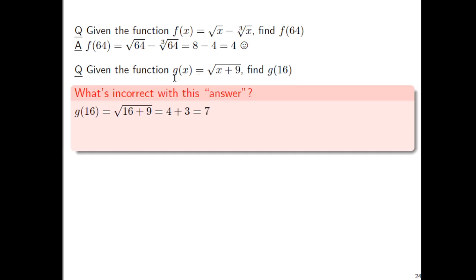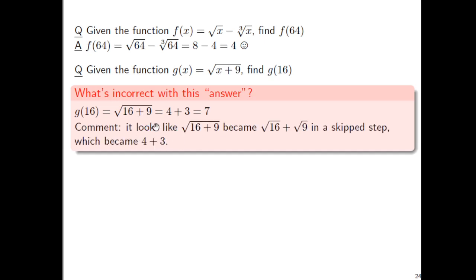If somebody took g, okay, so you should take this and replace, basically copy this down with the replacement that every x should become a 16. So g of 16 equals root 16 plus 9. And then there's a 4 plus 3 equals 7. You should pause for a moment and think about what's wrong with that.